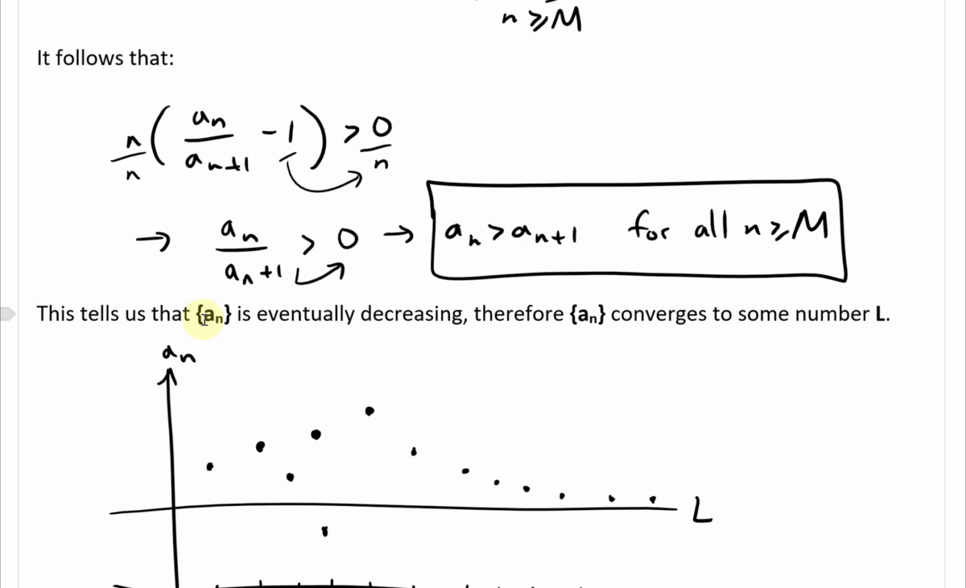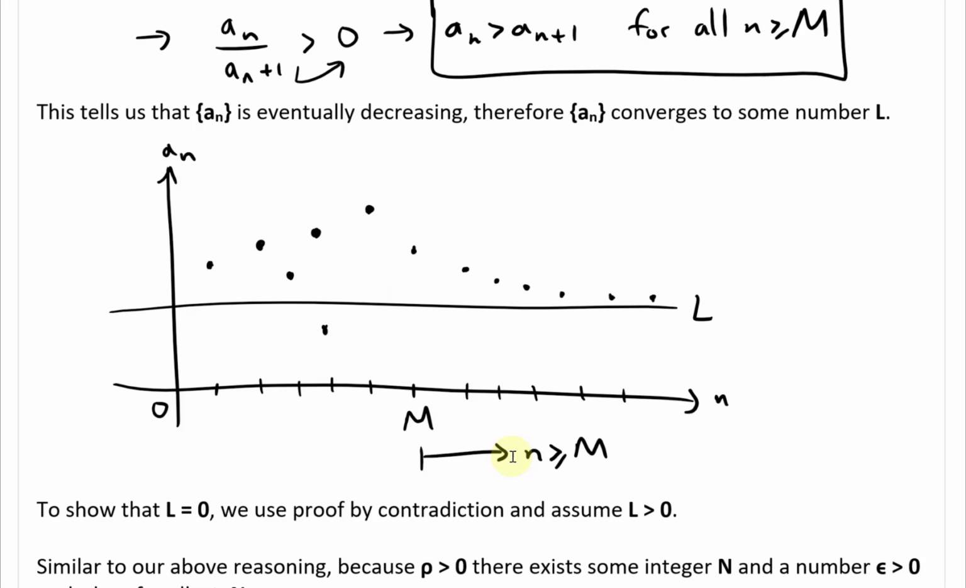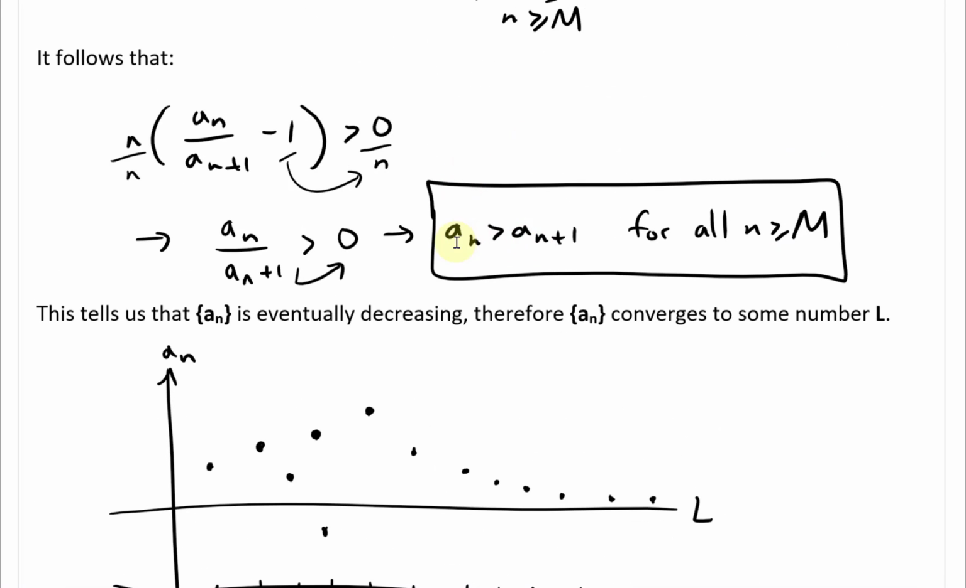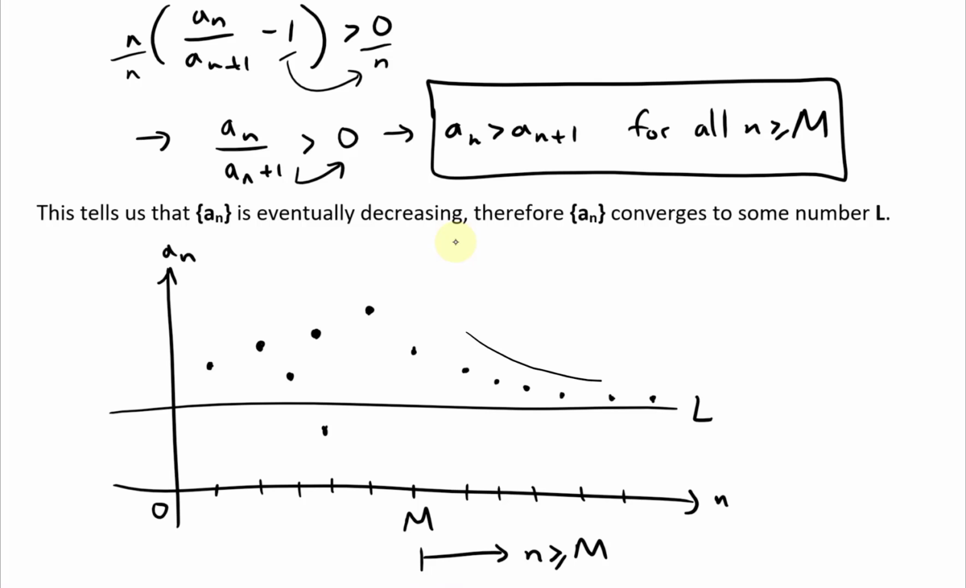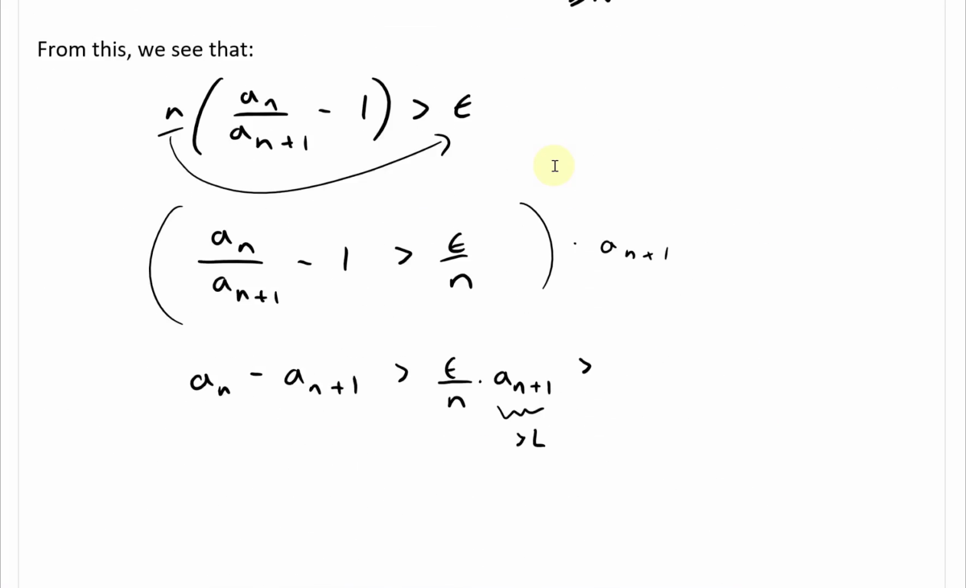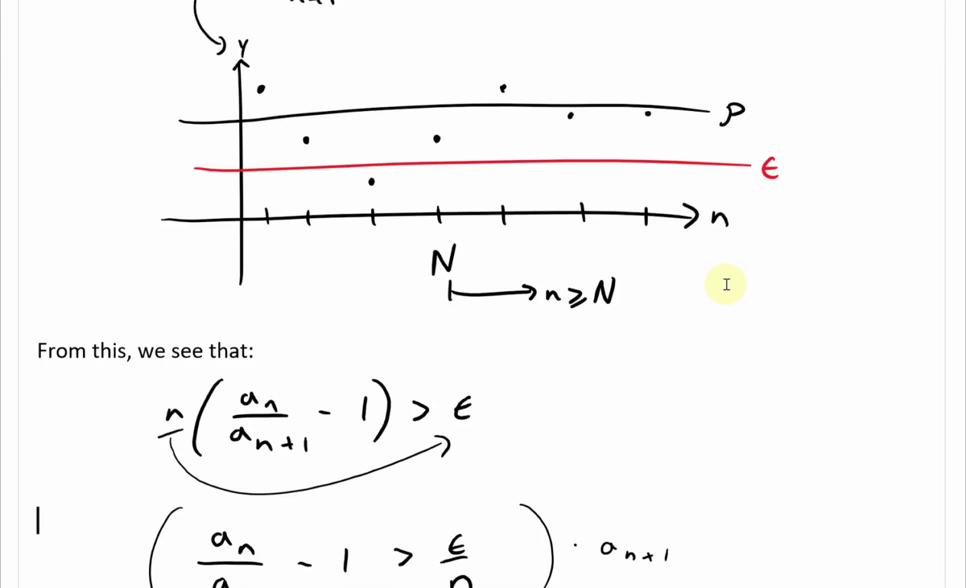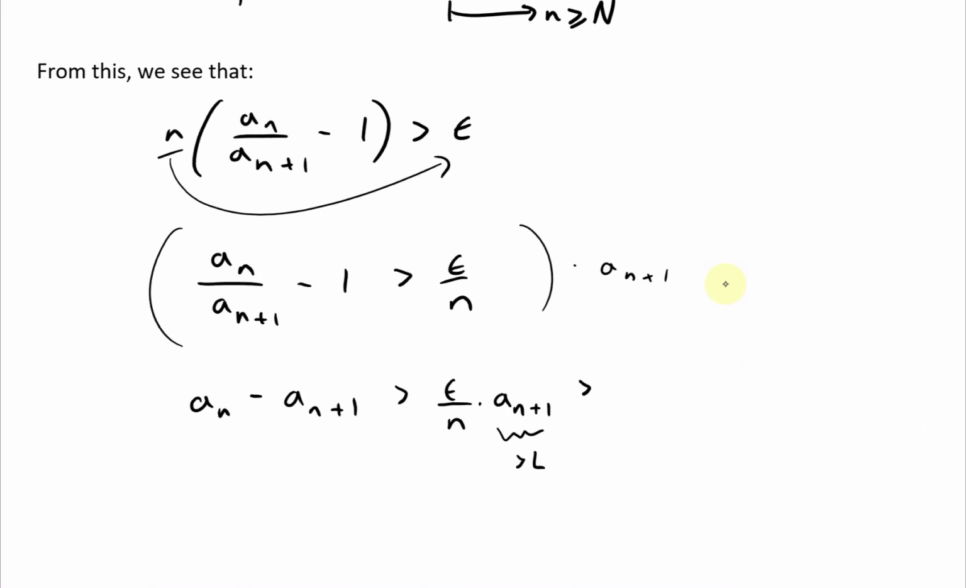remember, we already showed that the sequence is eventually decreasing. So past n is greater than or equal to m. And then therefore an converges to some number. In other words, it's decreasing because the next term is always going to be less than the previous. So then it's decreasing, so then L is going to be less than any of those values for n greater than or equal to m. Yeah, so now that we have that, we could write this as, because remember it's greater than L for n greater than or equal to m.